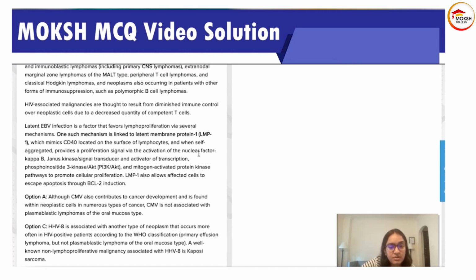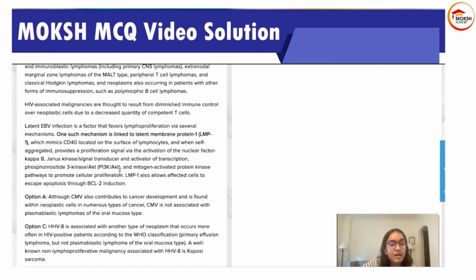So you don't need to know how it acts. You don't need to know this nuclear factor. That's too much detail. But you do need to remember that this is the keyword here, latent membrane protein 1. This is the part of the EBV which is responsible for the proliferation. Also very important to know is that it mimics the CD40 on the surface of B lymphocytes. So that would be the takeaway point here.